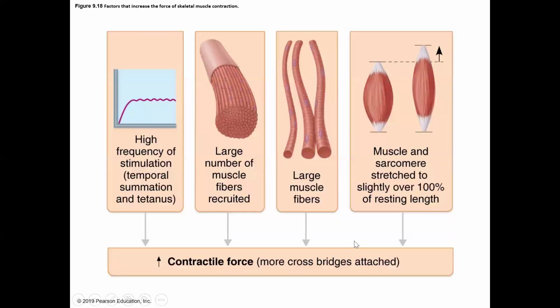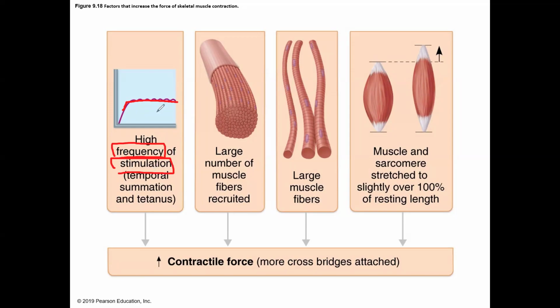Okay, this picture here is just showing us again, how can we get a stronger or more tension out of a muscle? One, we had mentioned to increase the frequency of neurotransmitter release. When you increase the frequency of neurotransmitter release, you get more and more calcium release to eventually give you maximum tension out of the muscle. So here, increase the frequency. It says stimulation. They're referring to the release of neurotransmitters in this case.